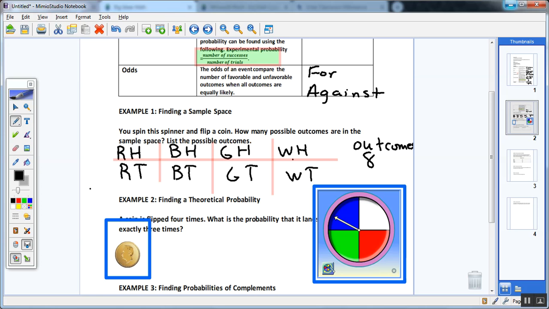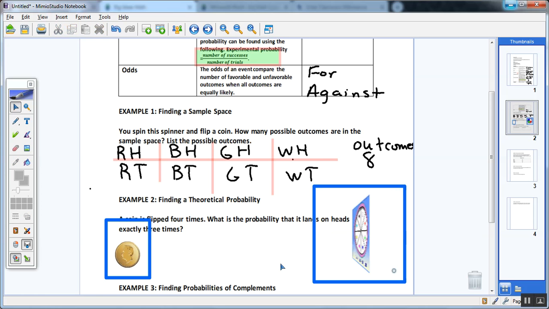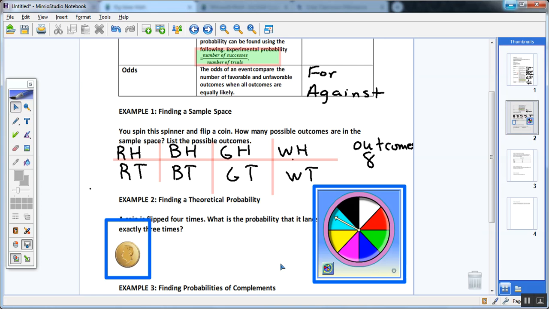What if I had a spinner that looked like this? Maybe that's my spinner, okay? How many outcomes would be in the sample space there if I said spin and flip? 16, because there's 8 colors up there and there's 2 possible outcomes. Yep, so 8 times 2 would be 16.